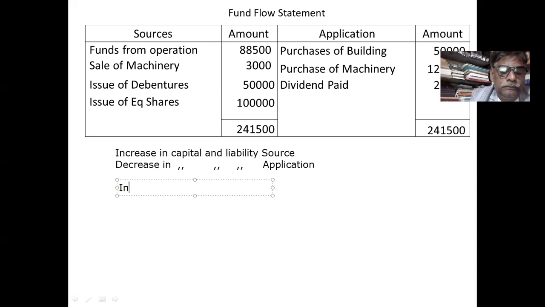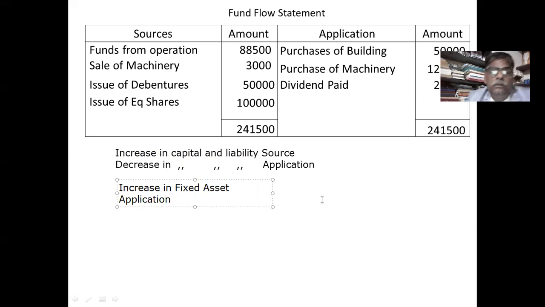increase in asset, increase in fixed asset, application. Okay, application. Decrease in fixed asset, source. Fixed asset you should check by preparing all the accounts.